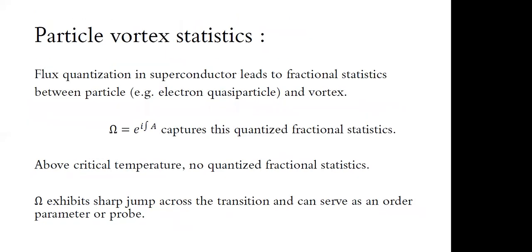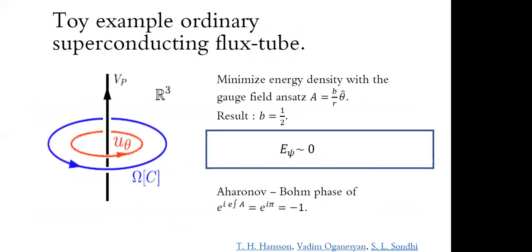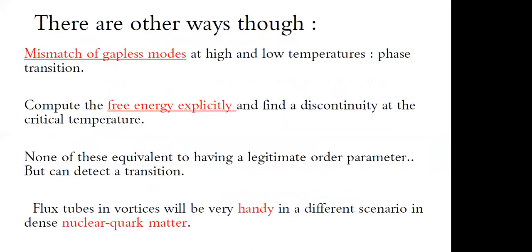By the way, whatever I discussed in terms of using these as order parameters was first discussed in a paper by Shivaji Sondhi, Hansen, and Ovanesyan in 2004, where they said that superconductors are topologically ordered in the standard sense of topological order.